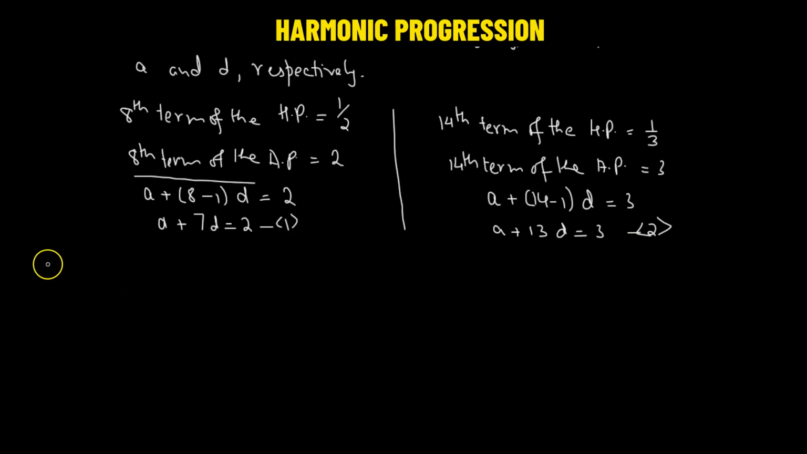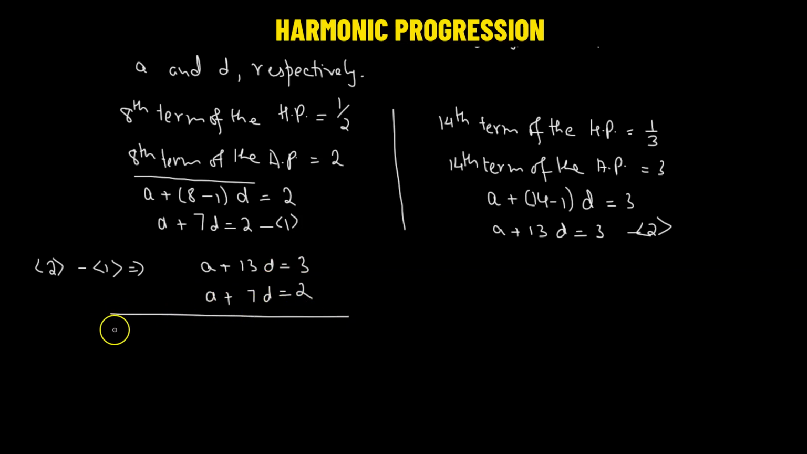So what we'll do, we'll take equation number 2, and from it we're going to subtract equation number 1. So we have a plus 13d equals 3, and from it we're subtracting a plus 7d equals 2. So let's perform the subtraction. a and a get cancelled out, 13d minus 7d is 6d, equals 3 minus 2, which is 1. So solving for d, we have d equals 1/6. We have the value of the common difference d.